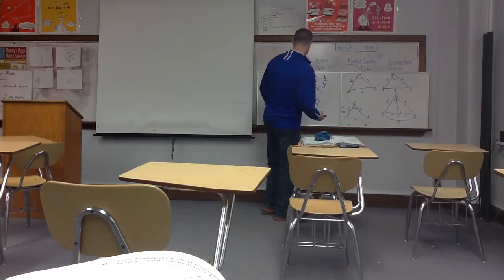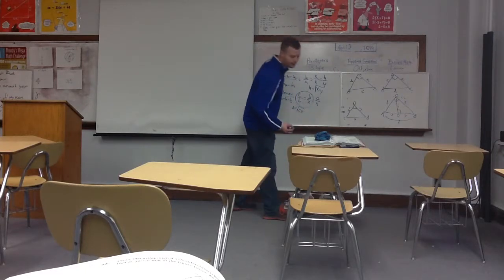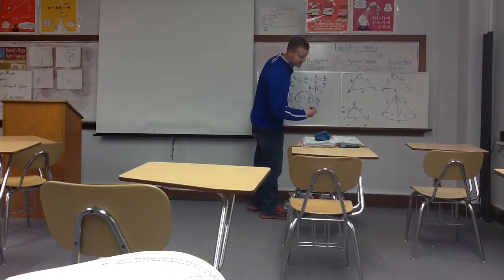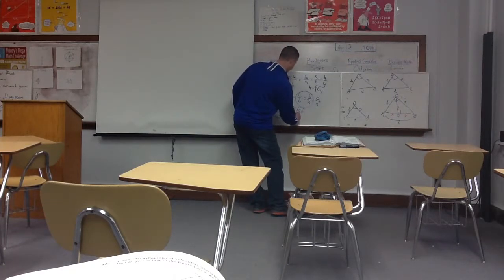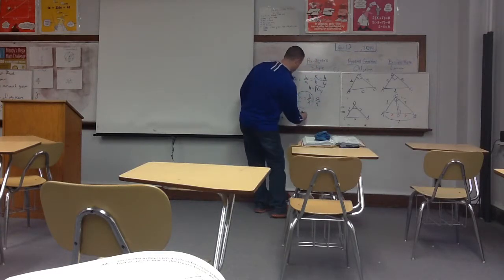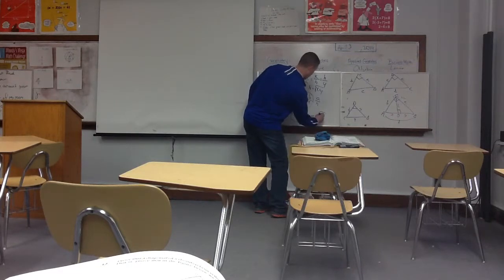And the last one, we have the hypotenuse over the longer leg, which is C over A, which is equal to A over Y. You notice, that's what we want. So then A equals the square root of C times Y.